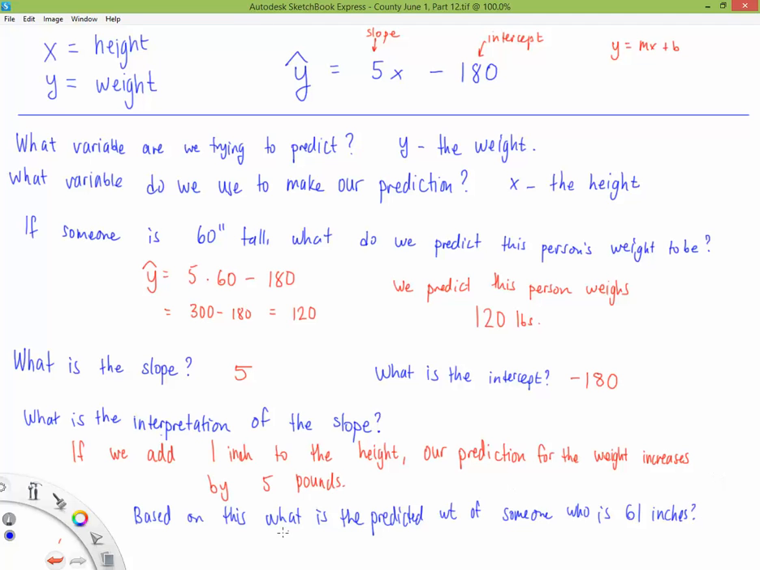Okay, we would do 120 plus 5 is equal to 125 pounds. We predict a person who is 5'1" to weigh 125 pounds. Kind of, sort of, okay?